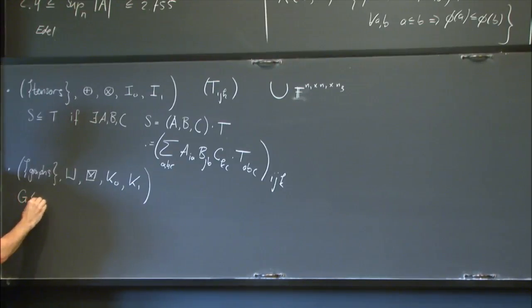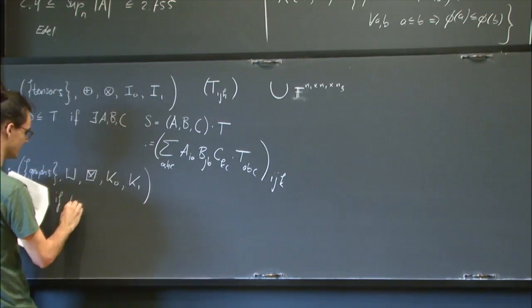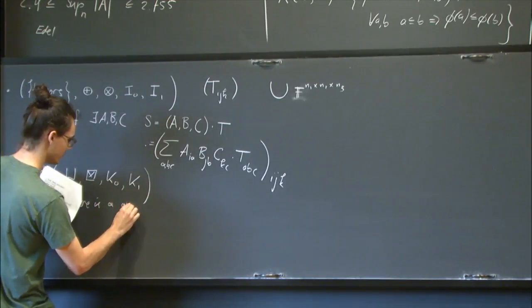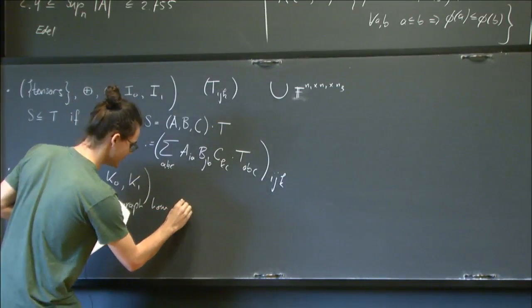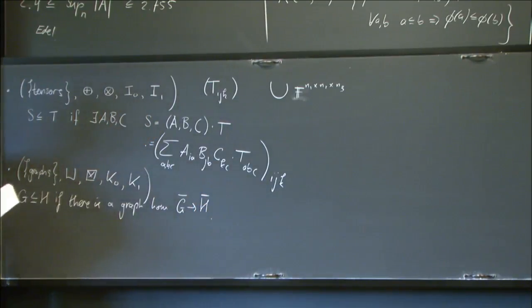And this is the semi-ring pre-order given by graph homomorphism. So G is smaller than H, by definition, if there is a graph homomorphism from G bar to H bar. And graph homomorphism is a map on the vertices that sends edges to edges.